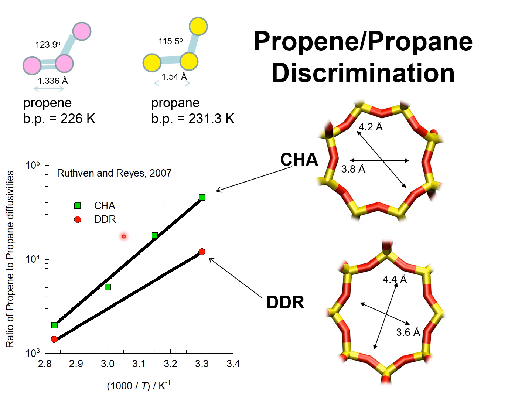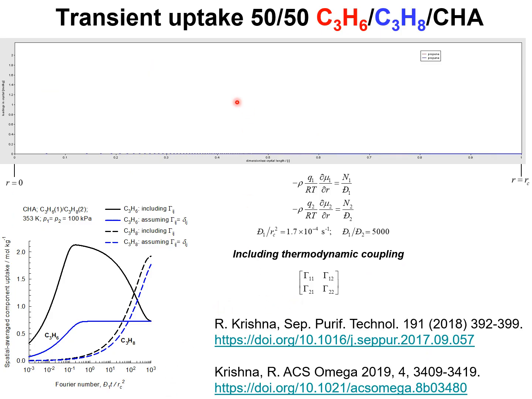And therefore, due to the high ratio of diffusivities, it is possible to construct a kinetic separation scheme for propene-propane separations. Let's look at transient uptake of a mixture of propene and propane in all silica zeolite. The simulations of the transient uptake were carried out using the unary isotherm data along with the diffusivity data from the paper by Khaligi.